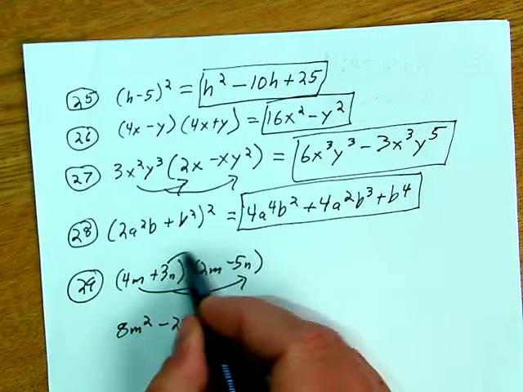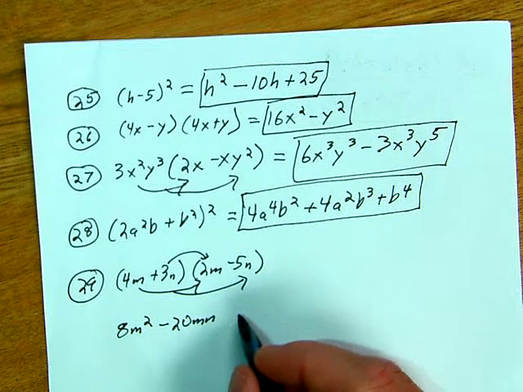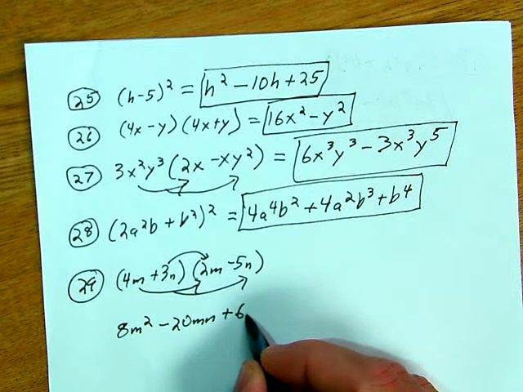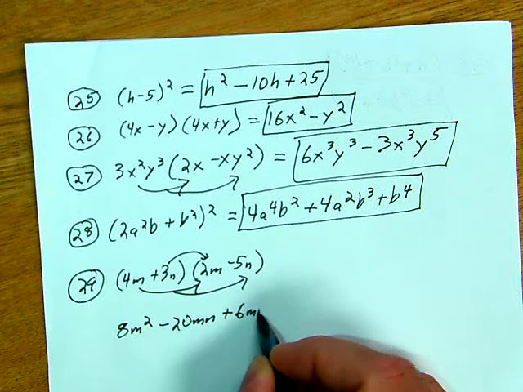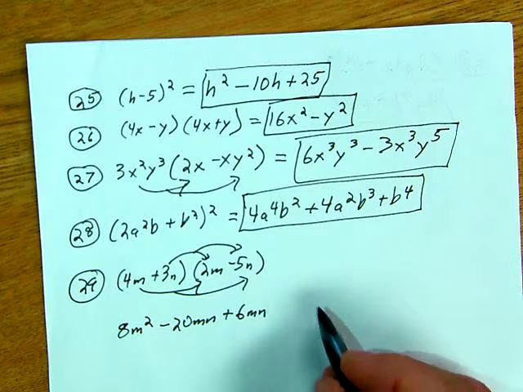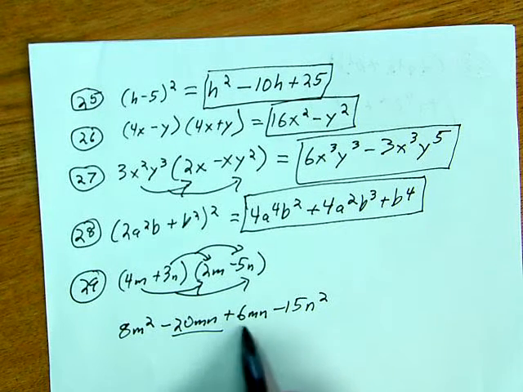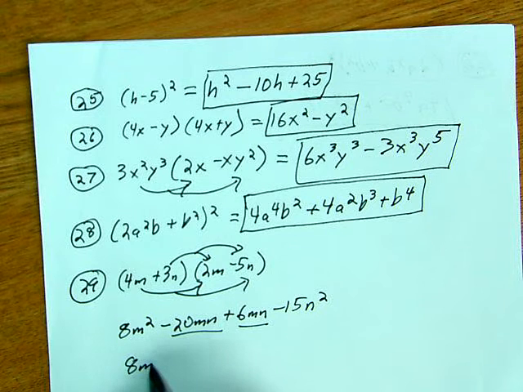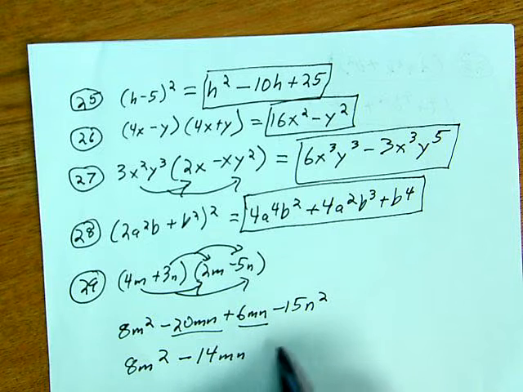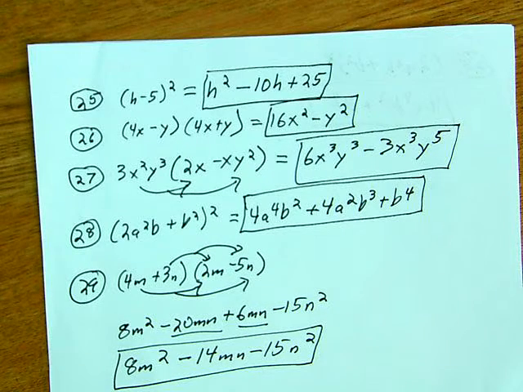Now we'll do the second term. 3n times 2m is plus 6mn. And then carry that out. 3n times negative 5n is minus 15n squared. We have like terms. 8m squared minus 14mn minus 15n squared. And that is our final answer.